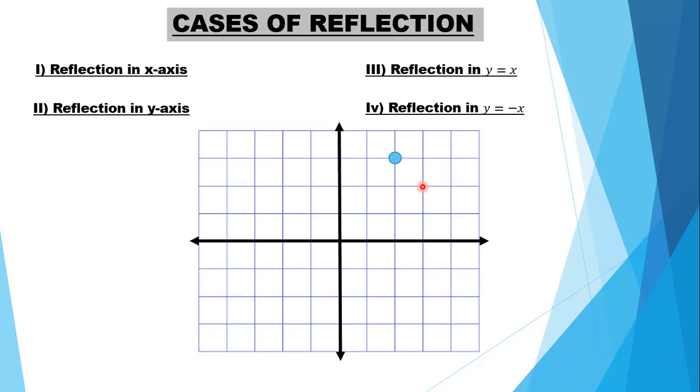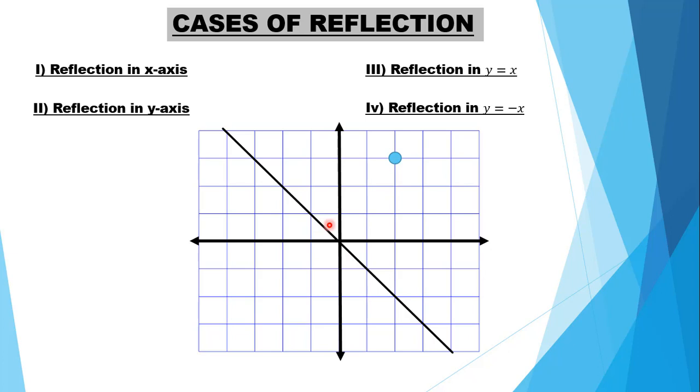Let us now consider case number 4 of reflection, which says: reflect the same point in the line y equals minus x. So, students, first you have to draw the line y equals minus x, whose intercept is equal to 0 and the gradient is negative. This line will look like this. Now we have to reflect this point in this line.